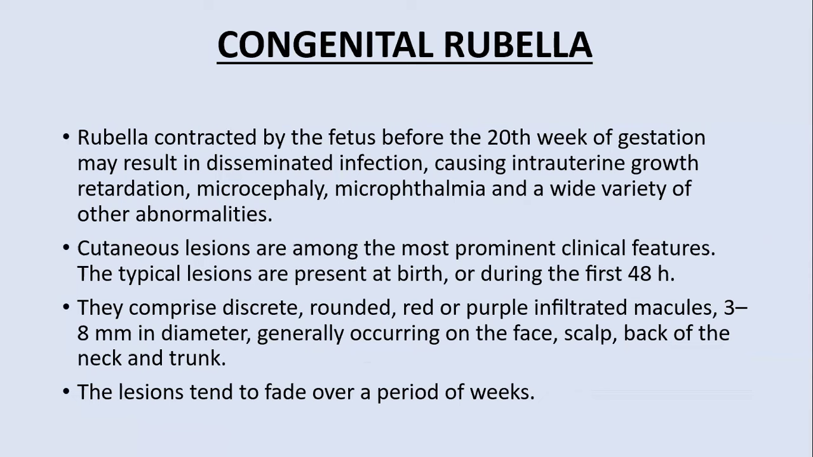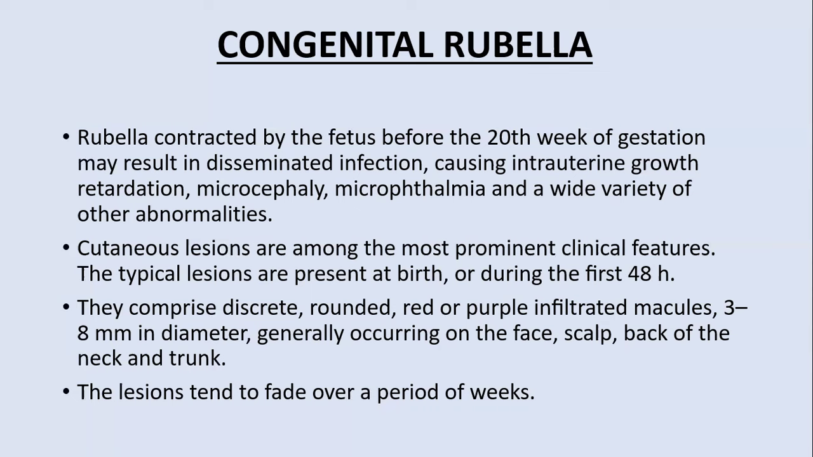The third infection we are going to discuss is also very important and is called congenital rubella. Rubella is contracted by the fetus before the 20th week of gestation and results in disseminated infection causing intrauterine growth retardation, microcephaly, microophthalmia, and a wide variety of other abnormalities. Cutaneous lesions are the most prominent clinical features, and typical lesions are present at birth or during the first 48 hours.